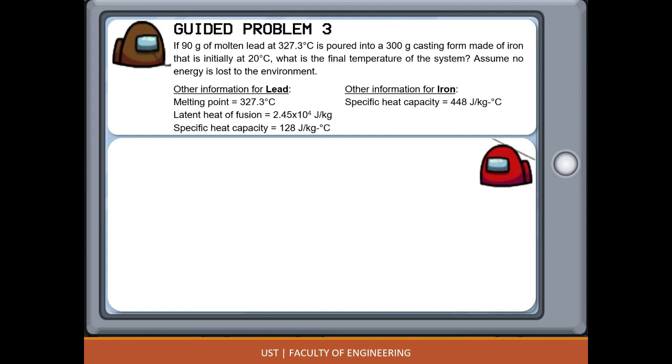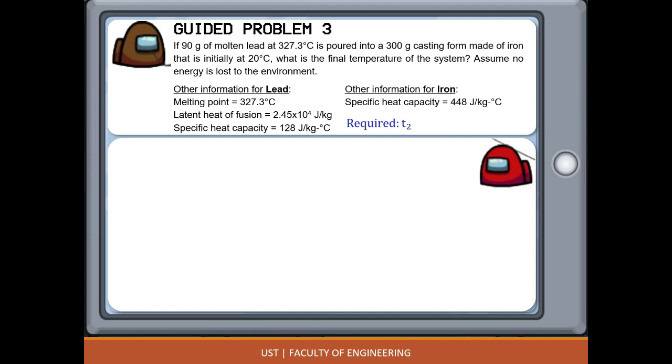So we have other information for lead. Its melting point is 327.3 degrees Celsius. Its latent heat of fusion is 2.45 times 10 to the 4 joules per kilogram. Its specific heat capacity is 128 joules per kilogram per degree Celsius, while for the iron, the specific heat capacity was given at 448 joules per kilogram per degree Celsius. Now, we are required to calculate the final temperature, which we represent here as T2.